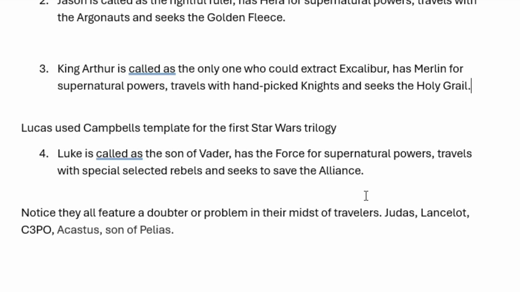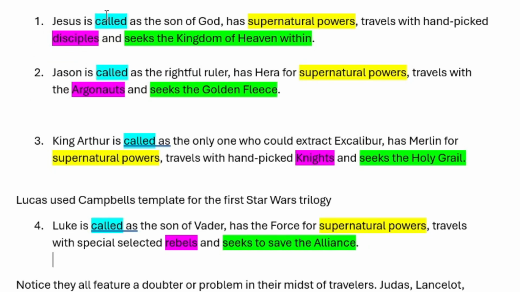But before getting on to that, let's do something here. There we go. This is what we're looking at between them. Each one of them is called. They're isolated out. They each have supernatural powers. They travel with hand-picked disciples, Argonauts, hand-picked knights, or special selected rebels. There's a group that you're traveling with, and there is a goal that you have: the kingdom of heaven within, the golden fleece, the Holy Grail, save the Alliance.